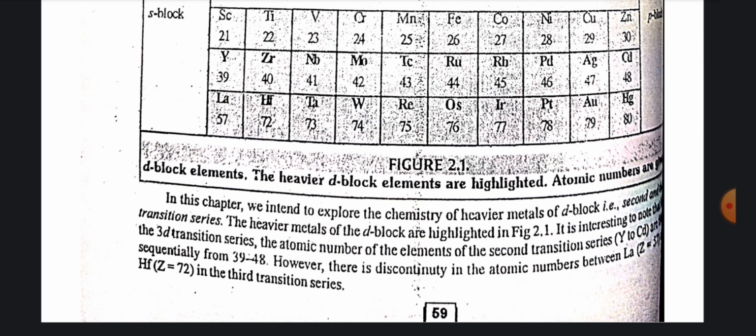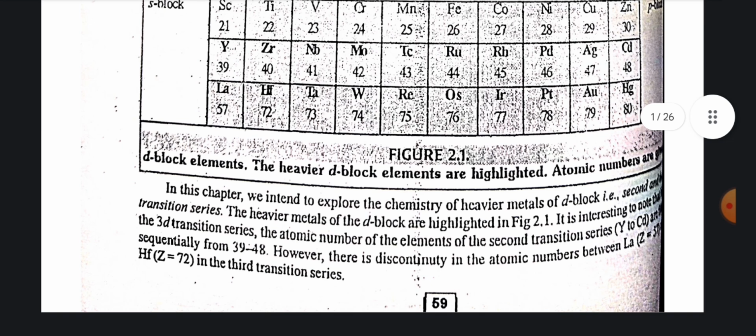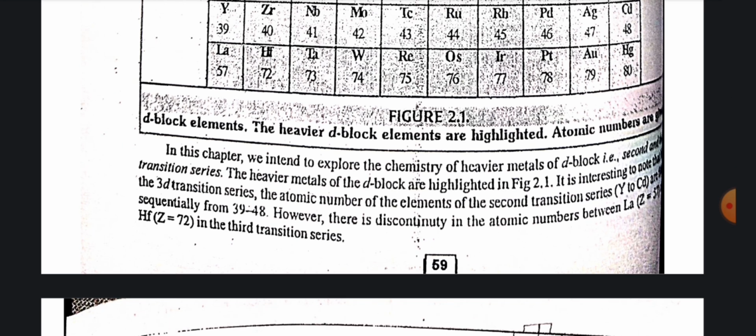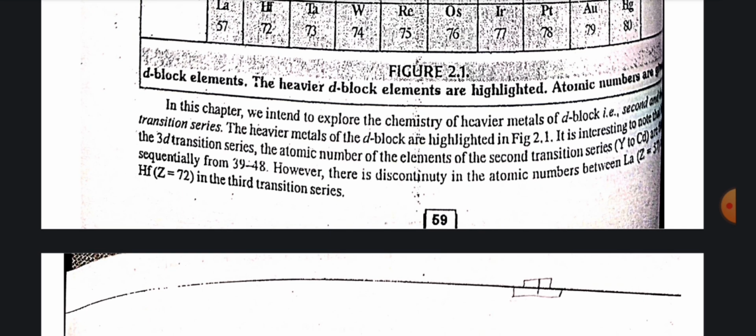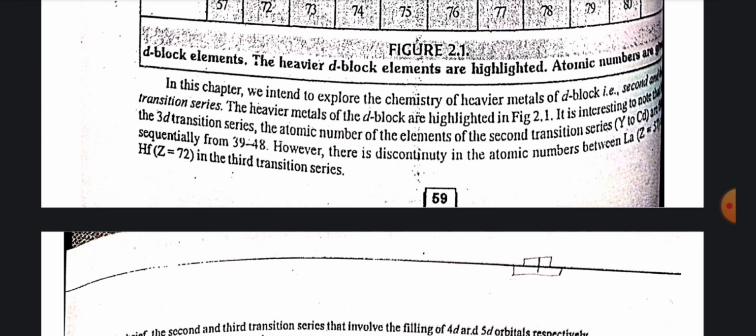In this chapter, we intend to explore the chemistry of heavier metals of D block, that is second and third transition series. The heavier metals of the D block are highlighted as given below. It is interesting to note that in the 4d transition series, the atomic number of the elements of the second transition series sequentially is from yttrium to cadmium, that is from 39 to 48. However, there is discontinuity in atomic number between lanthanum to hafnium in the third transition series.